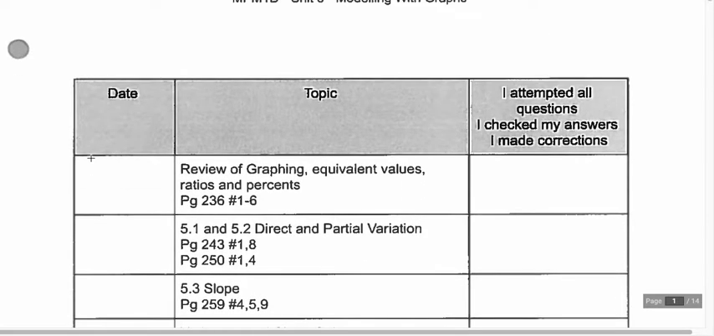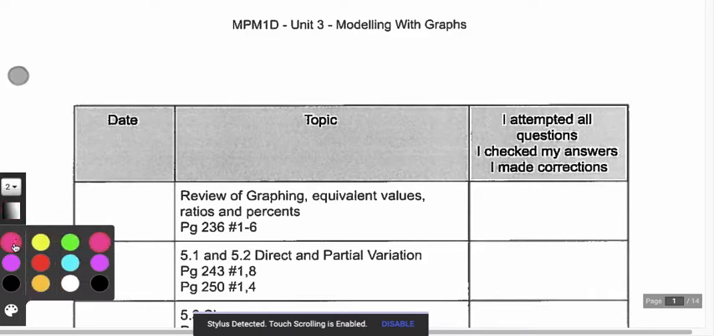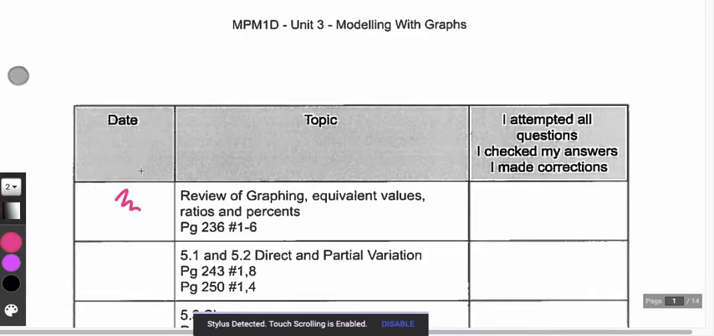Okay, guys, we're going to take a look at modeling with graphs. This is a big part of the course, and let me make sure I've got my pen going on here. We'll go with this purple again. Yep, we're good.